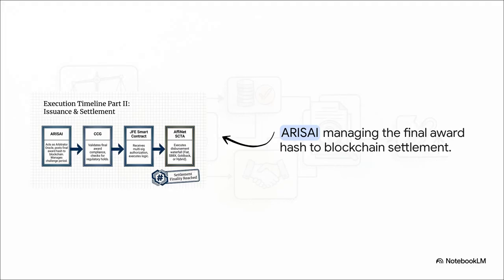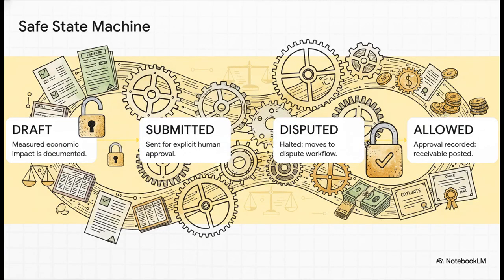And once that arbitration award is legally finalized, the smart contract logic steps in to handle the execution. The multi-sig authorization takes the verified award and seamlessly executes the final settlement right from that segregated escrow account we secured earlier. This strict safe state machine guarantees that a measured economic impact never, ever becomes a booked receivable until it is fully authorized and legally allowed. It ensures total compliance with strict accounting standards. No accounting arbitrage here, just transparent, bounded reality.